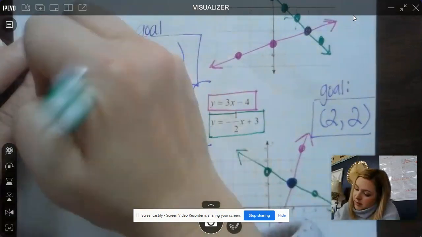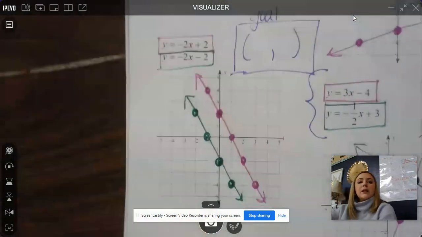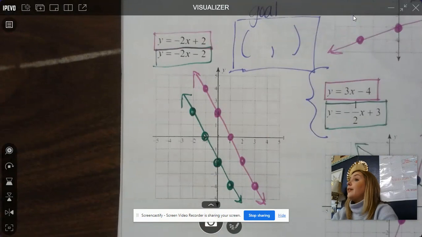Say that again, J.O. How would you explain these? Eyes up here. They're parallel lines. They're never going to intersect.